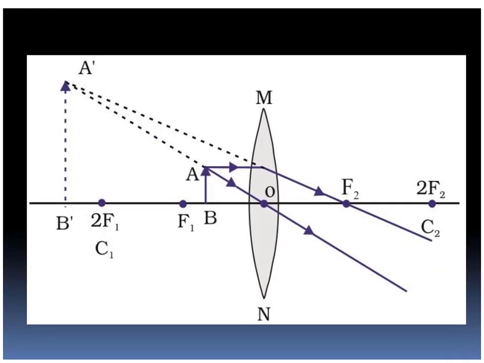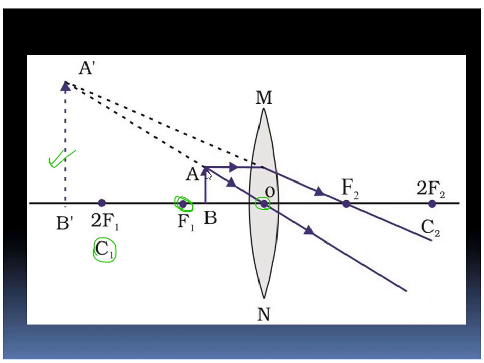Now see, this is the last case. This is the only case here where the image is virtual. In all the cases, image formation is real, but in this case, the image formation is virtual. So in this case, the object is placed in between the optical center and the first principal focus. So if the object is placed in between these two points, the image is formed beyond the first center of curvature. Here virtual image is formed.